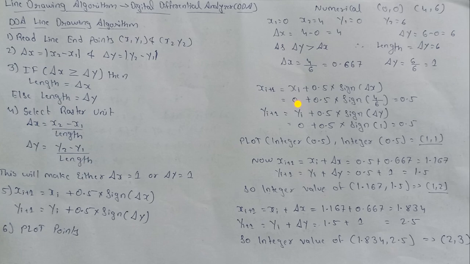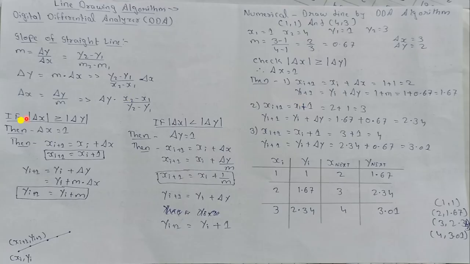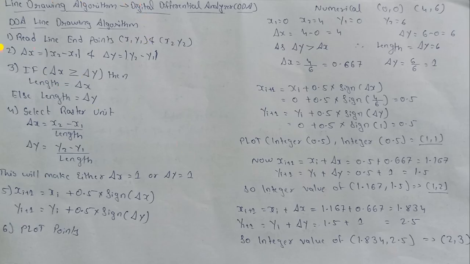In the previous video we saw how, through the slope formula and the coordinate points, we found the answer and plotted the line. Here, through the DDA algorithm, we will use the coordinate points to find the next coordinate points and plot the line.